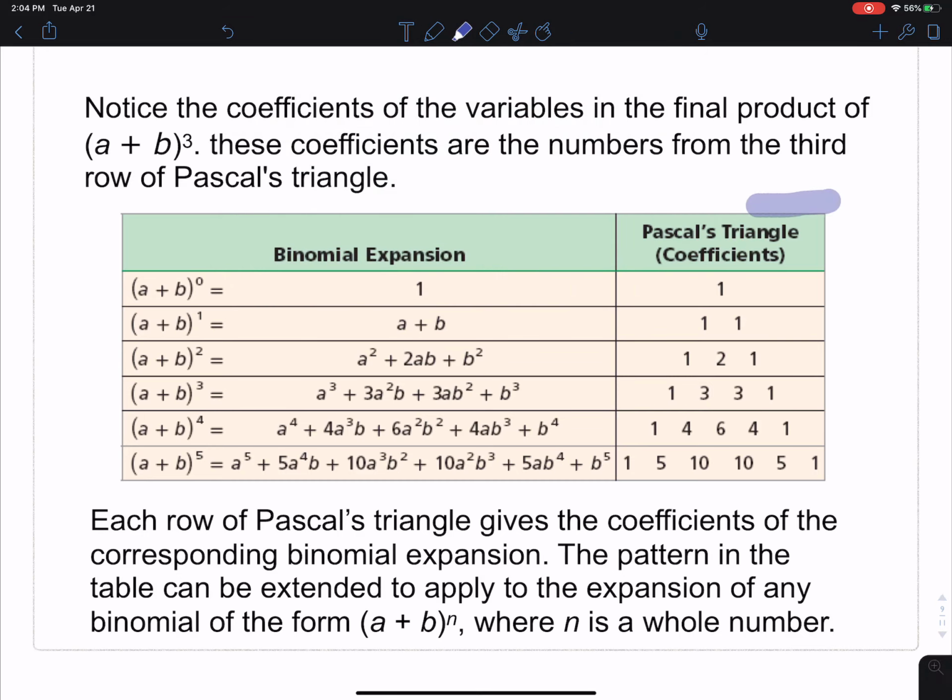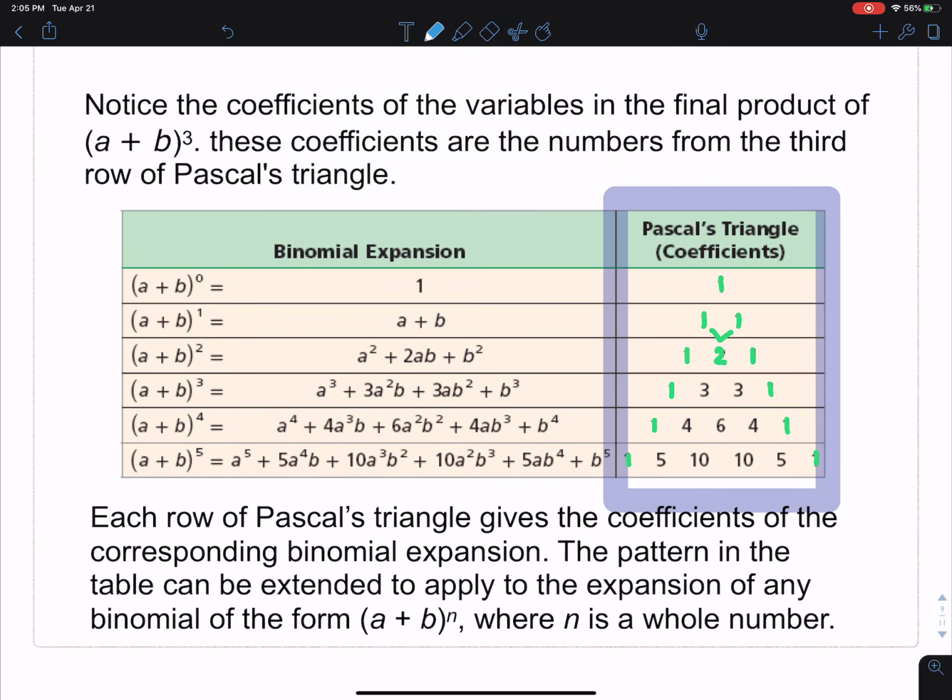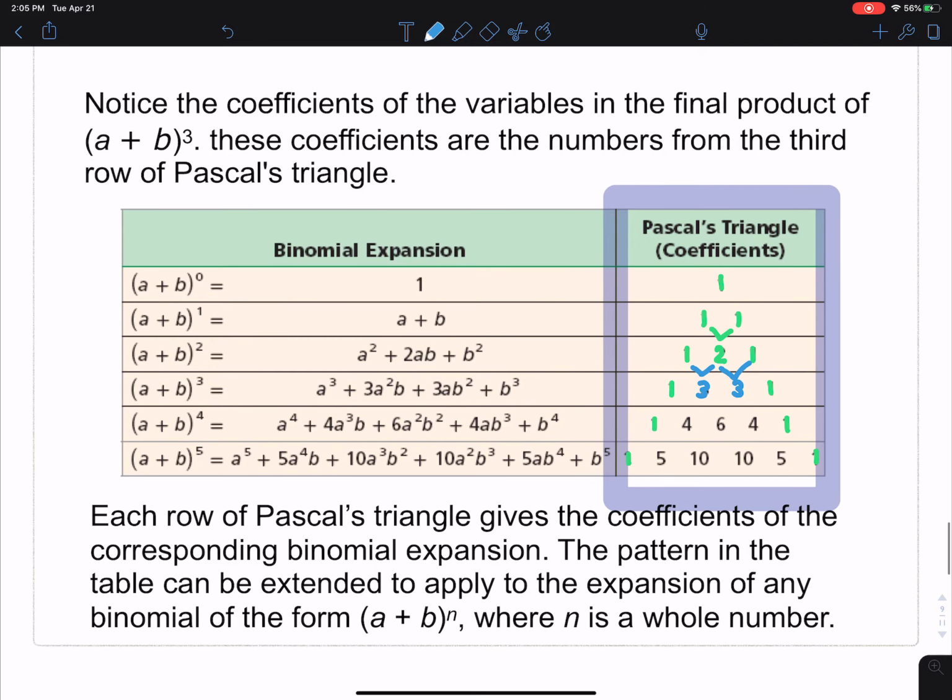I'm going to highlight it in purple. And the way that you come up with Pascal's triangle, you notice you have the ones all along the outside at each row. So you always have a 1 on the next row. And then you add the two numbers above it to get this number here. So in this case, 1 plus 1 is going to give us 2. And then for our next row, we have 2 plus 1 is 3. 2 plus 1 is 3. And then we have our 1s on the outside.